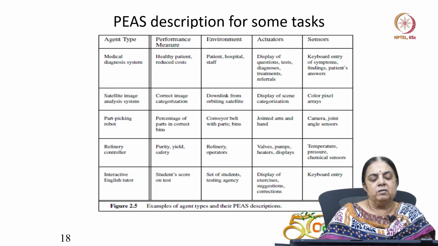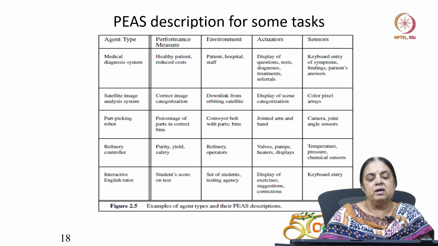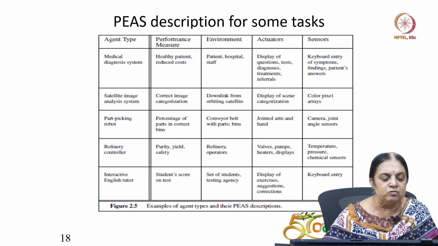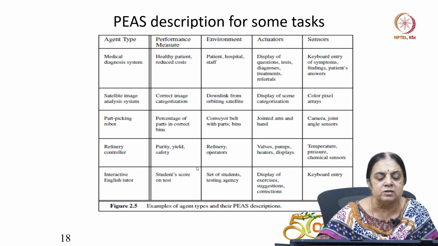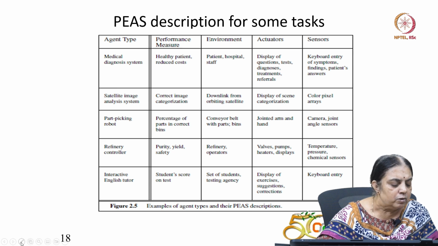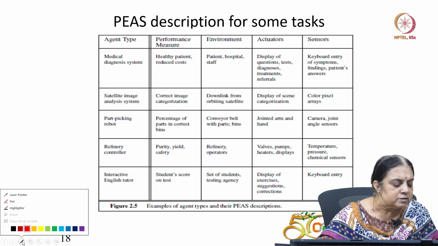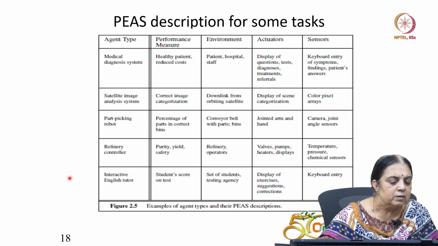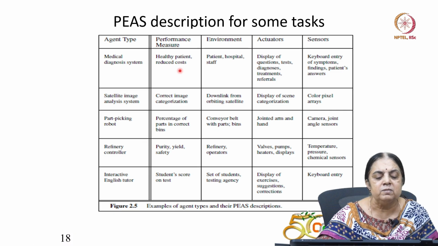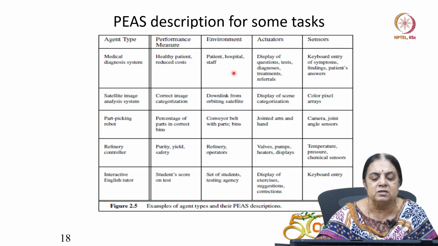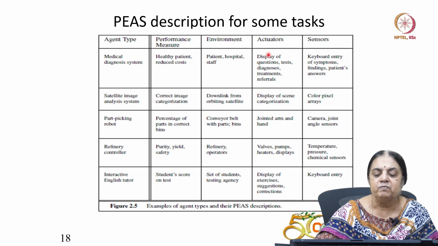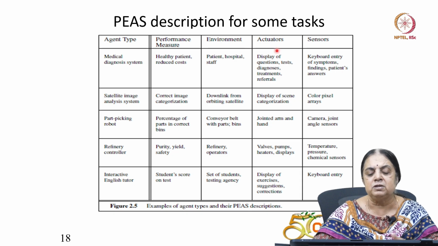So here we have given a number of agents and specified the P's for those. Let us take one or two here. If we take a medical diagnosis system, what is the performance metric? We need a healthy patient, reduce costs, etc. And the environment is the patient, the hospital, the staff, nurses, doctors. And what are the actuators, or what is the output we want?